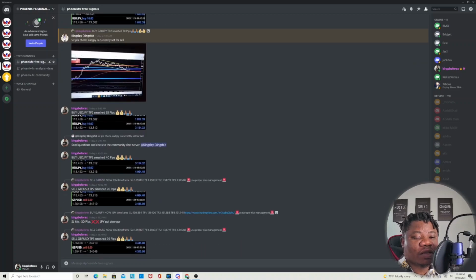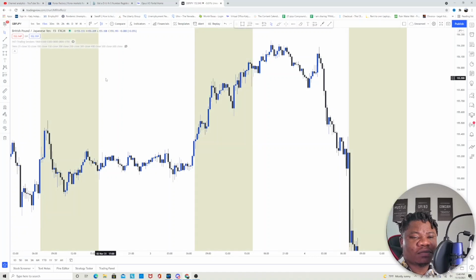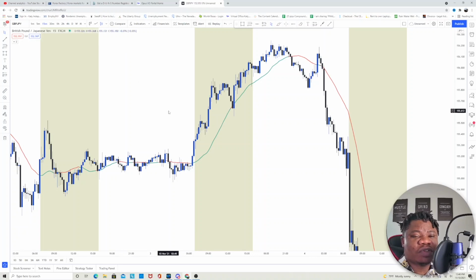So now, for this strategy, we're going to be using two indicators. That's all we're going to be doing for this strategy. The first one we're going to add is the trading session, and the second one is going to be the simple moving average.